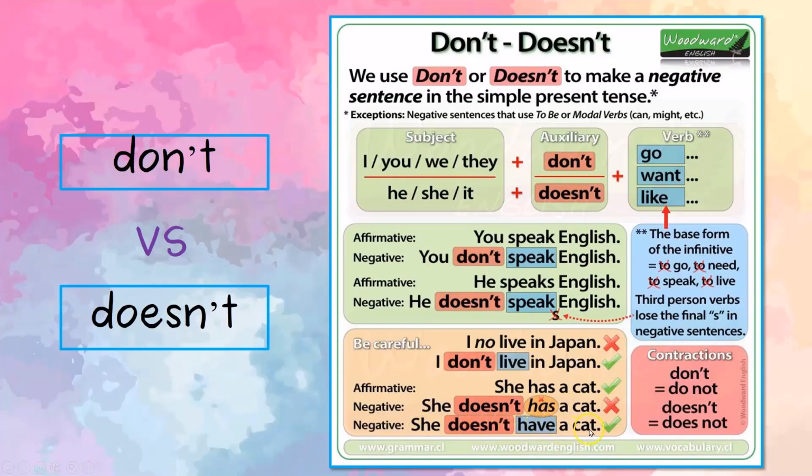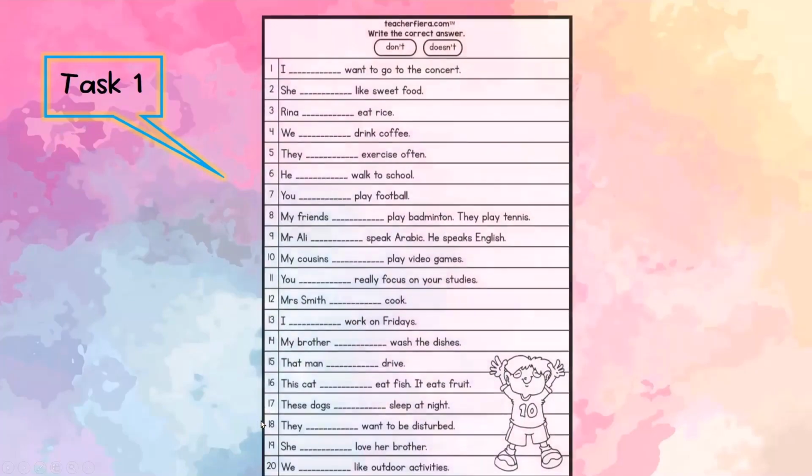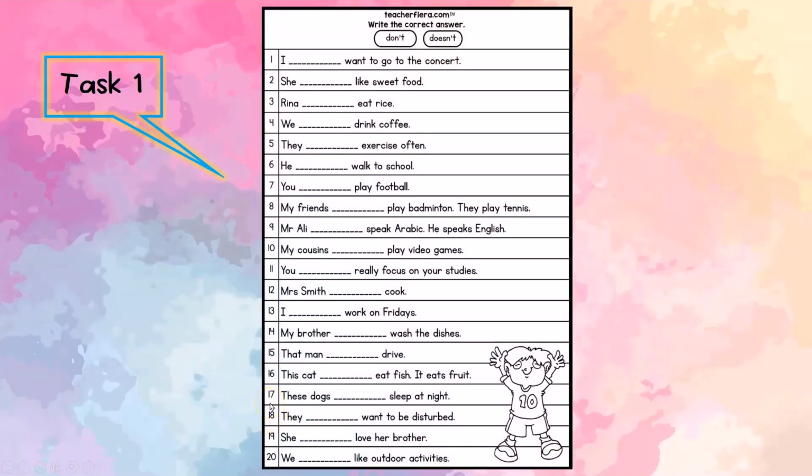Alright? Okay, so for task 1, I want you to take out your module. Look at this page. What you have to do is write the correct answer. Let's look at number 1. "I blank want to go to the concert." Because we have I here, the answer should be, yes, good, "I don't want to go to the concert."